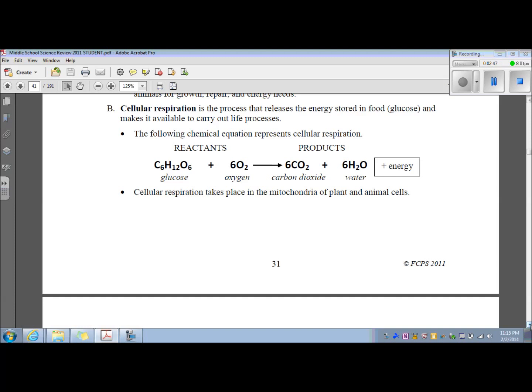The following chemical equation represents cellular respiration. On the reactant side, there's glucose plus oxygen, and on the product side, we have carbon dioxide, water, and energy. Cellular respiration takes place in the mitochondria of plant and animal cells.